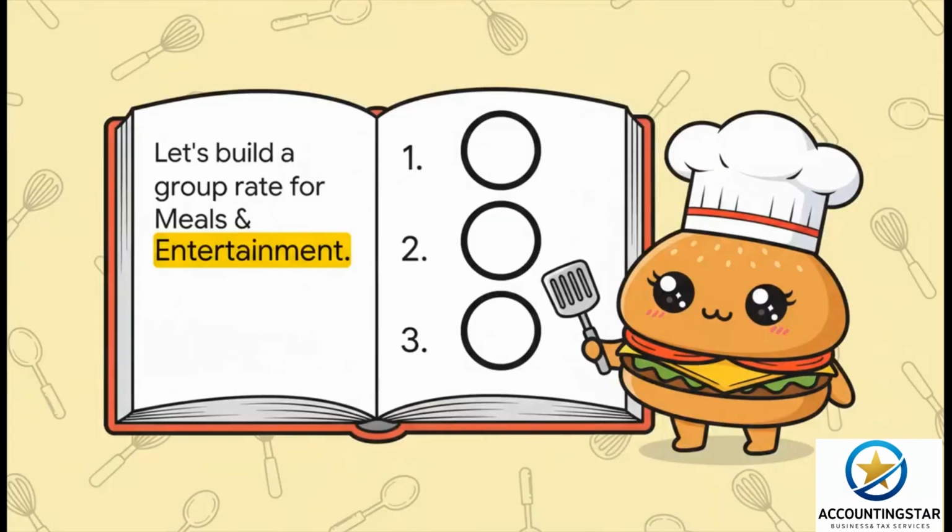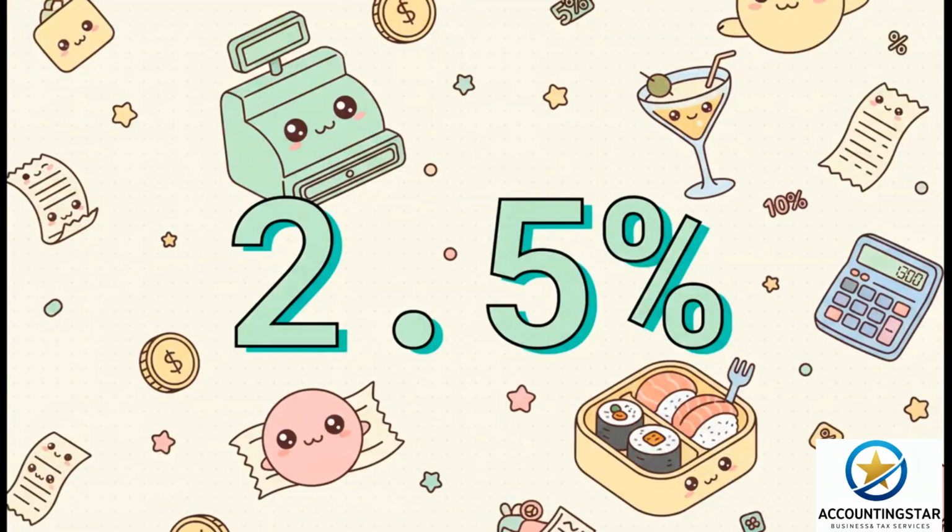We're going to stick with that meals and entertainment example. To get this right in QuickBooks, we need to follow a recipe for a group rate that has 3 distinct ingredients. Let's break them down one by one. Ingredient number 1. This is the part of the tax you actually get to claim back.